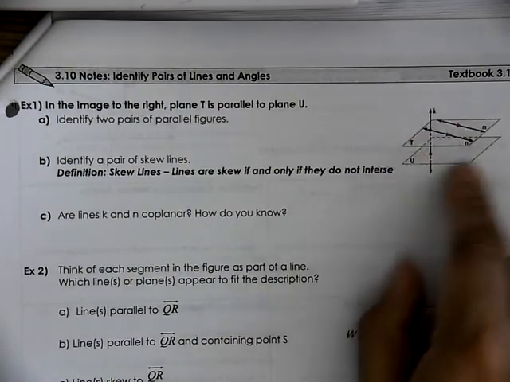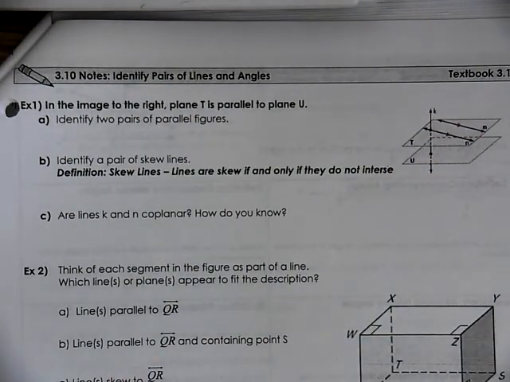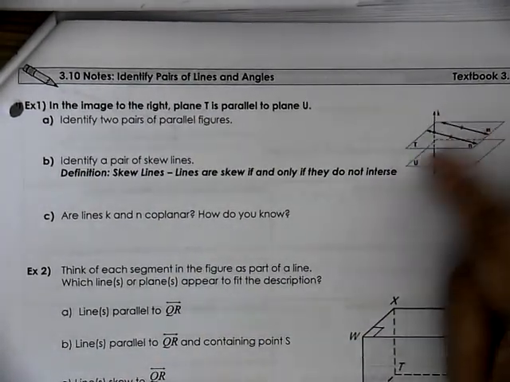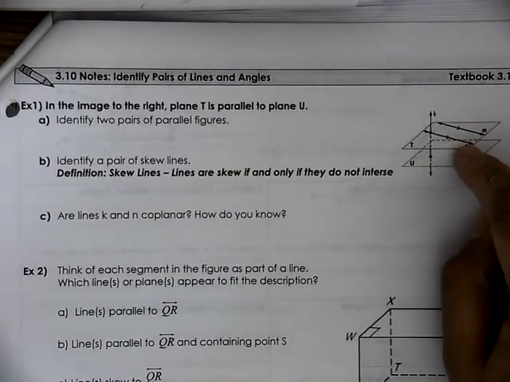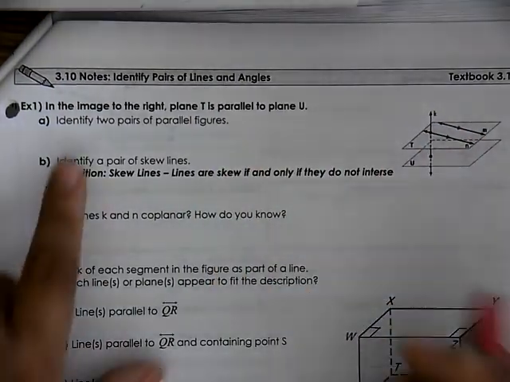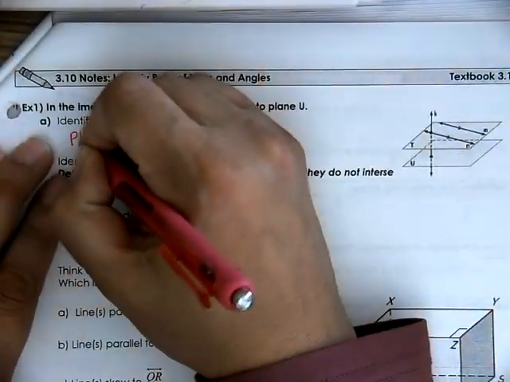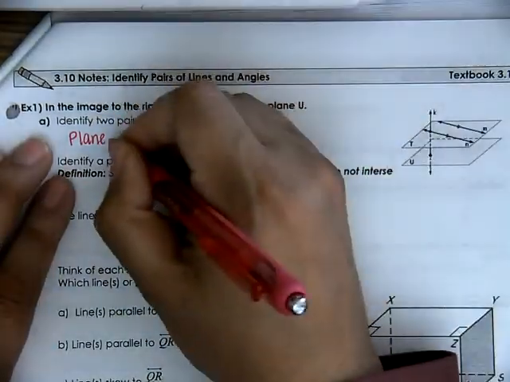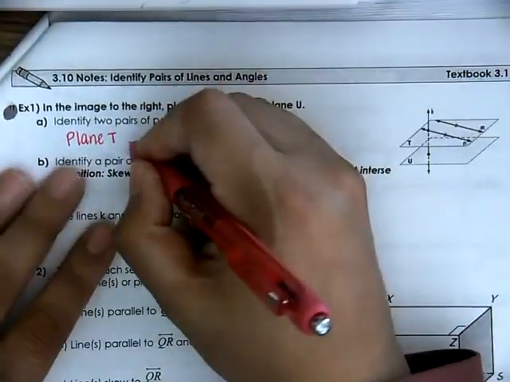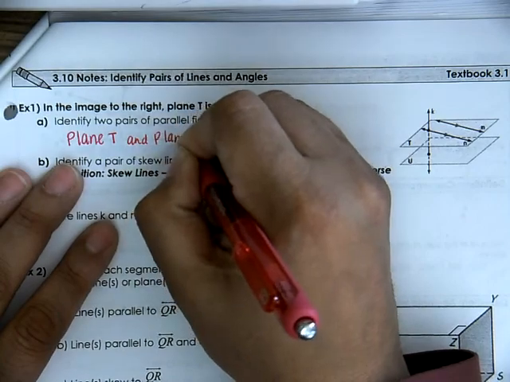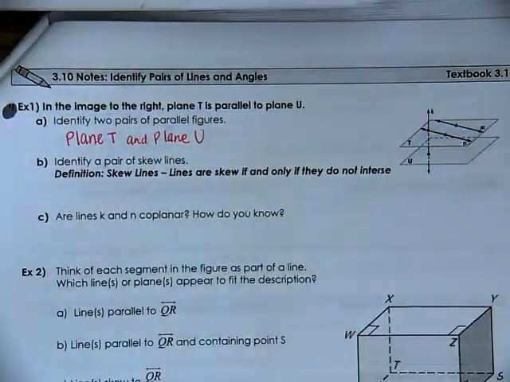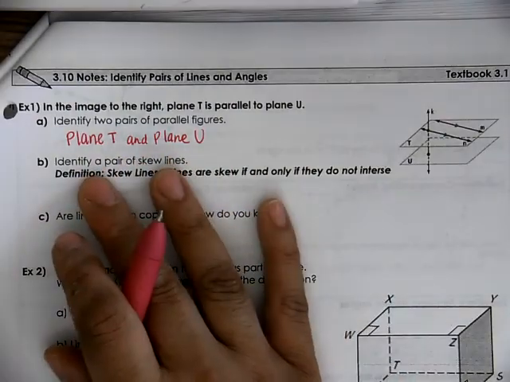So that's what you see here in this diagram. Two planes just kind of stacked one on top of the other. There's a bunch of lines also drawn in this diagram that we're going to also mention. But right now, when it says identify two pairs of parallel figures, let's start with the planes. We have plane T and plane U are parallel. And when it says parallel figures, figures can mean lines, and technically points as well, but we can't have parallel points. So we're going to work just with planes and lines.